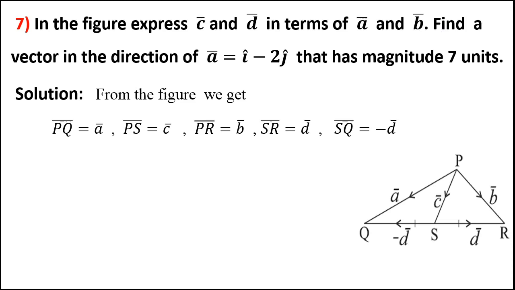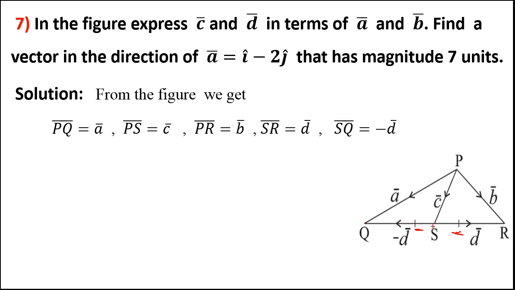आपण पहिल्या प्रॉब्लेम कडे जाऊयात. पहिला काय सांगितलं आपल्याला, एक्सप्रेस सी बार इन टर्म्स ऑफ ए बार अँड बी बार. ह्या सी बारला ए बार आणि बी बारच्या भाषेमध्ये एक्सप्रेस करायचं आहे. PQ bar is A bar, PS bar is C bar, PR bar is B bar, and SR bar is D bar. Now because of these two marks, तुम्ही इथं पाहू शकता, इथे एक मार्किंग केलेलं आहे आणि सेम मार्किंग इथं पण केलेलं आहे. त्याच्यावरून मी कन्क्लूड करू शकतो की हे दोन सेगमेंट SR आणि SQ हे इक्वल आहेत.